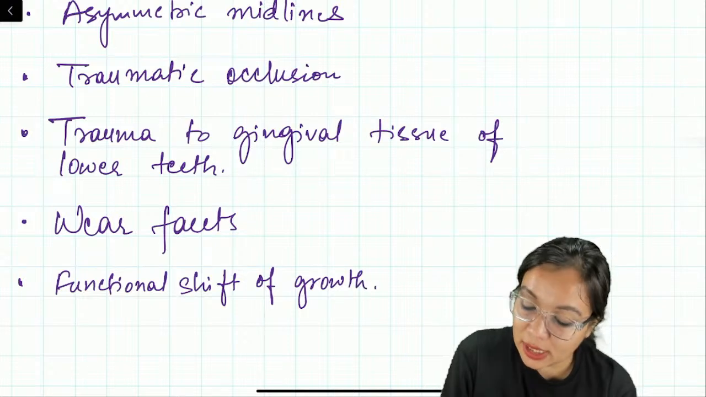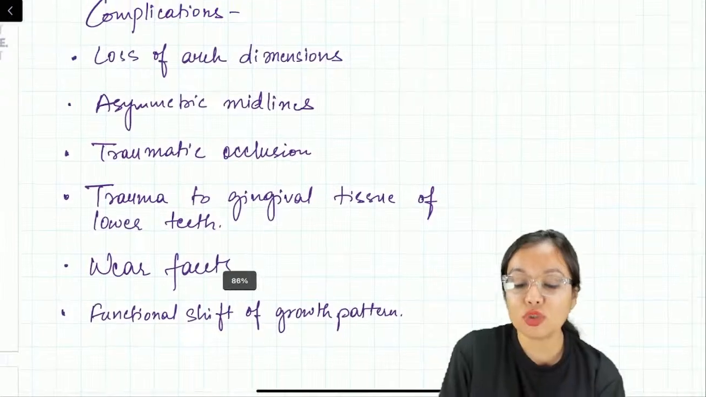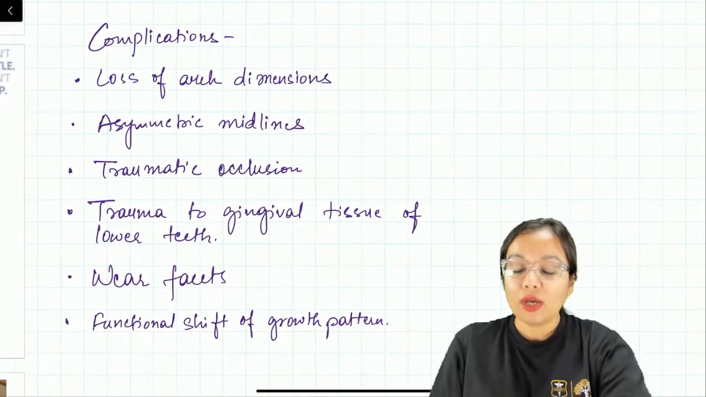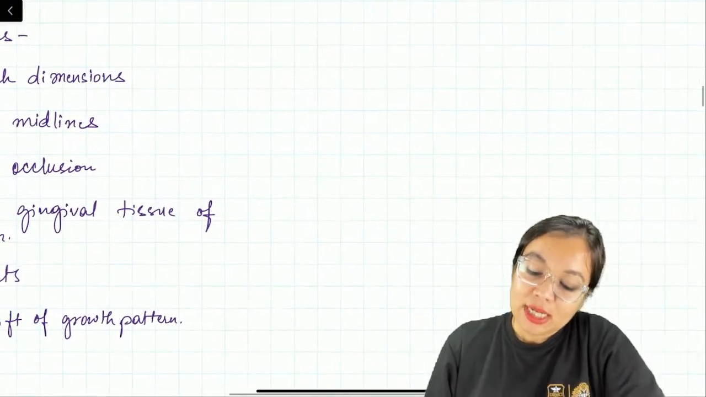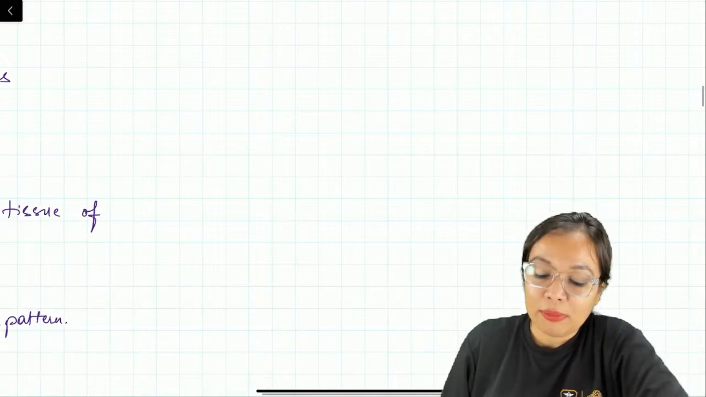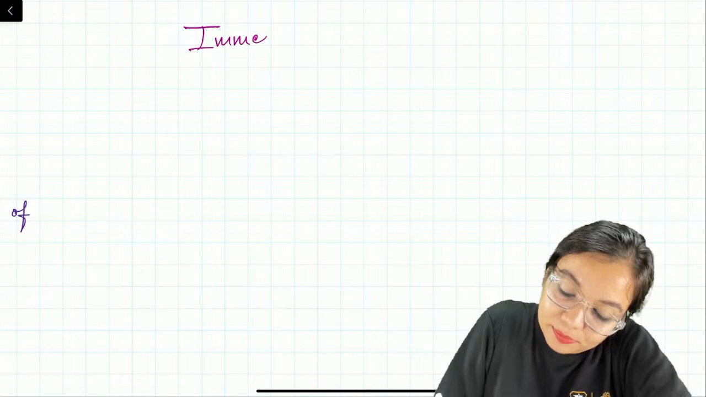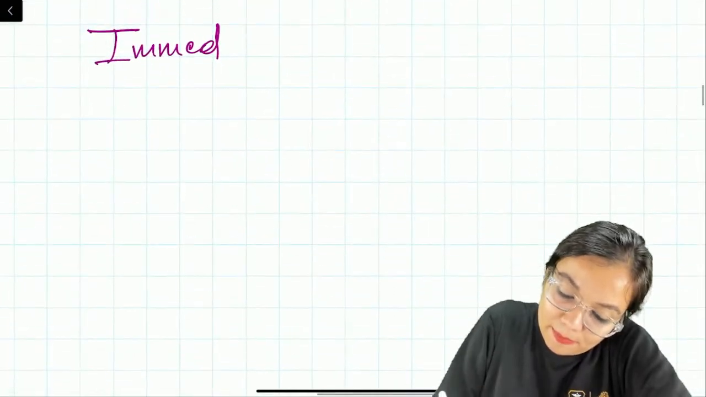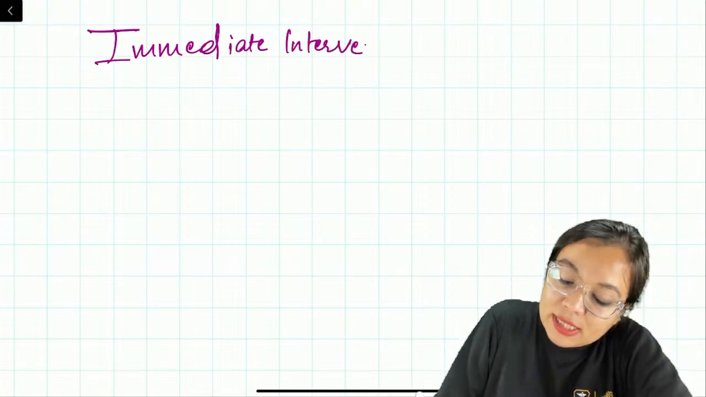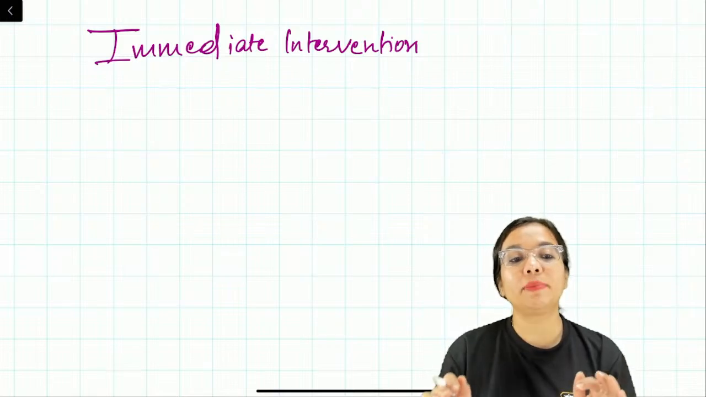So if a single tooth crossbite is also not attended to, then so many complications and problems can be created. Now, the various treatment modalities. So when I say immediate interventional therapy, there are various methods by which the treatment can be done.